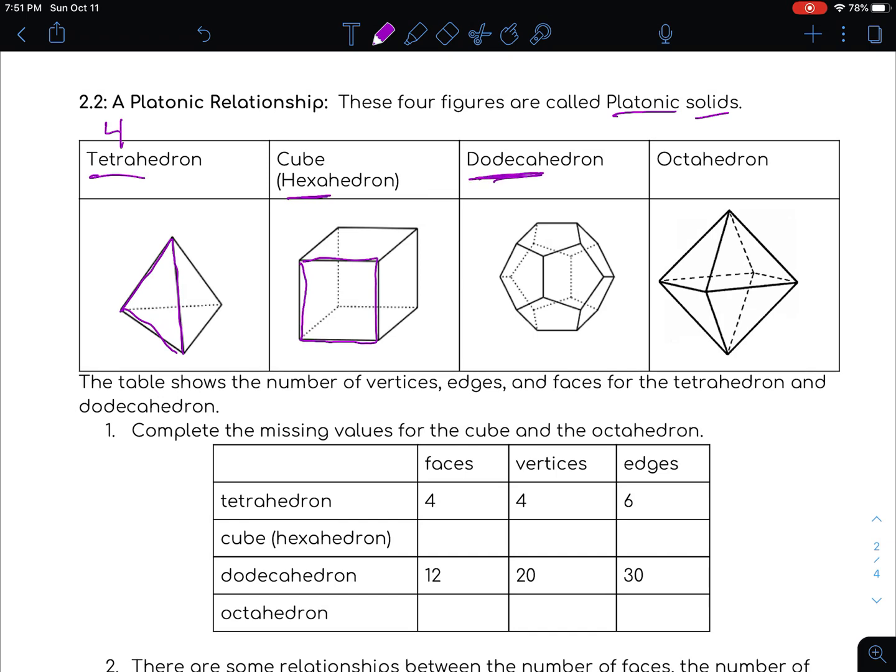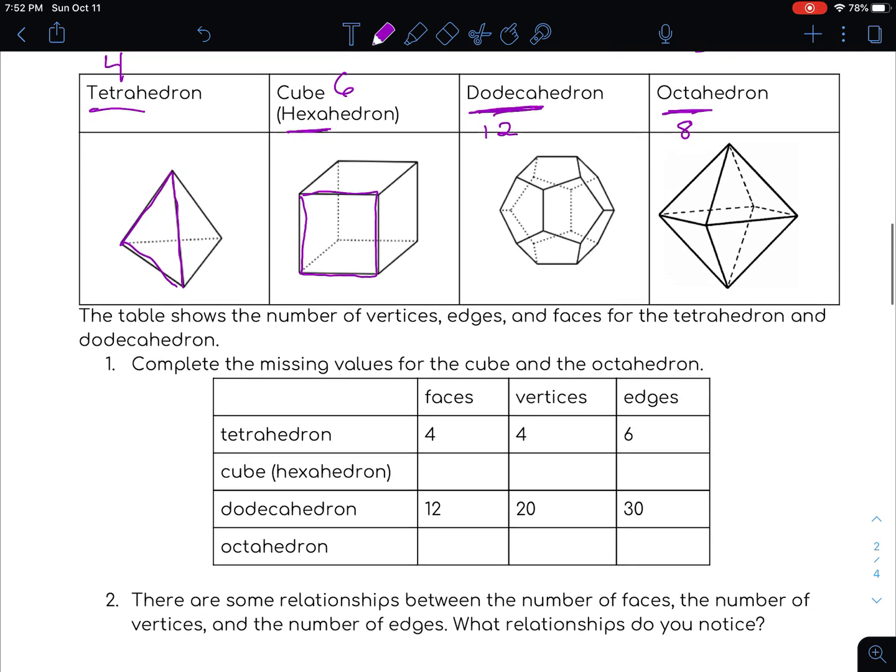So hexa means 6. Dodecagon. Dodeca means 12, so that's 12 faces. And octa means 8, so 8 faces. Hedron basically means faces or sides. So 4 sides, 6 sides, 12 sides, 8 sides.